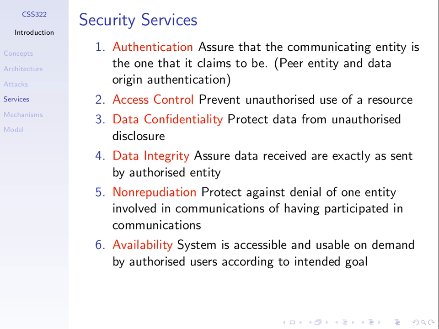Access control. Prevent unauthorised use of a resource. So the resource is a computer resource, a network resource. We have a communication network in SIT. It's for SIT students and staff. We don't want people in a neighbouring factory to use our network, to access our computers and use our computers. So we want to have some access control that prevents outside people from using the resources within our organisation.